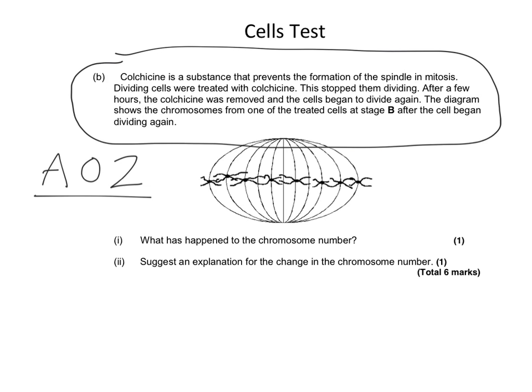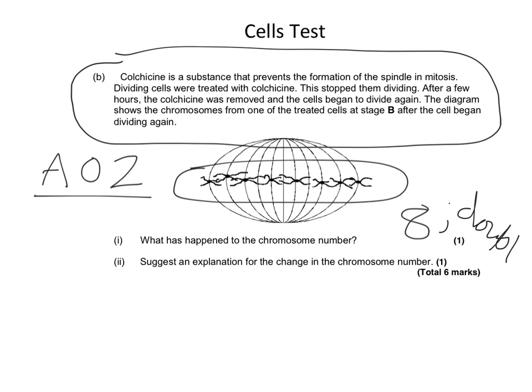The first question asks you what has happened to the chromosome number. So if you look back to the original picture, you'll notice that where there were 4 chromosomes, there are now, if you count them, 8 chromosomes, which means that they have doubled. Okay, so you can either have 8 or you can have doubled there.